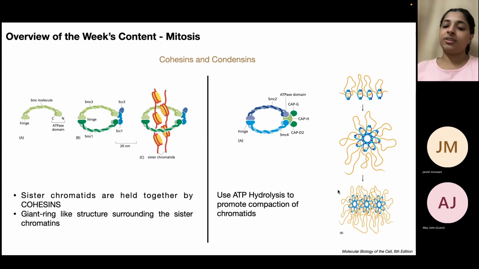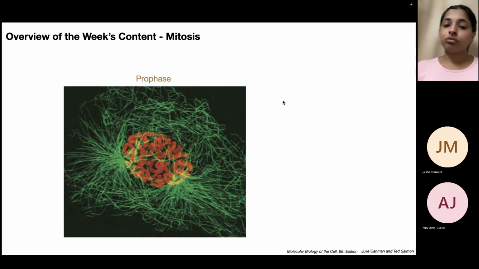Now, for this, again, energy is required, and it has an ATPase domain over here, which is able to hydrolyze ATP, and that energy that is released is used to compact the chromatids. Now, we'll go through every stage of mitosis one by one with these microscopic images, which are very beautiful.